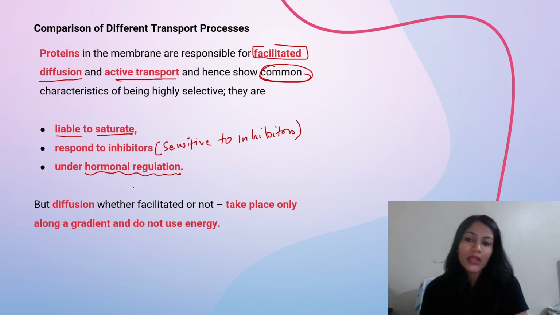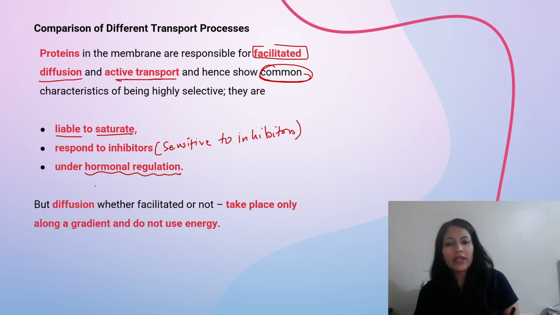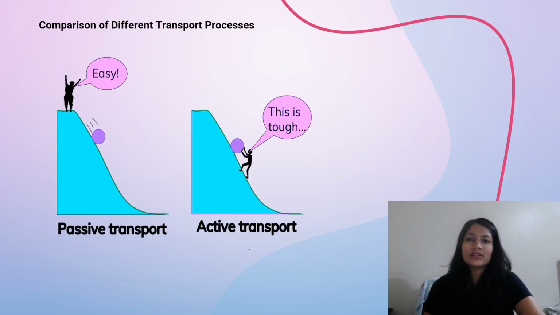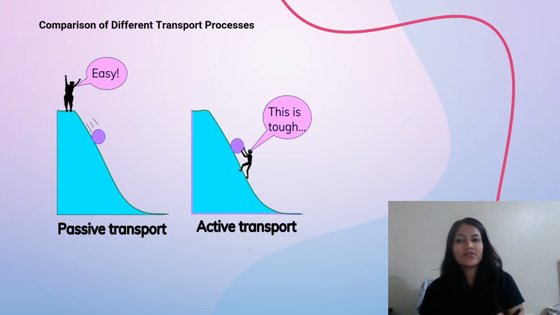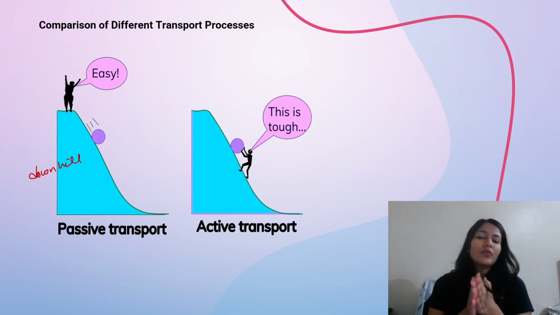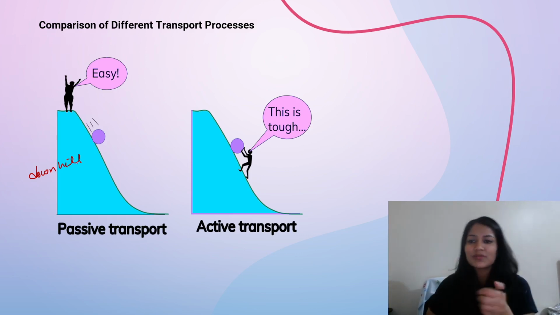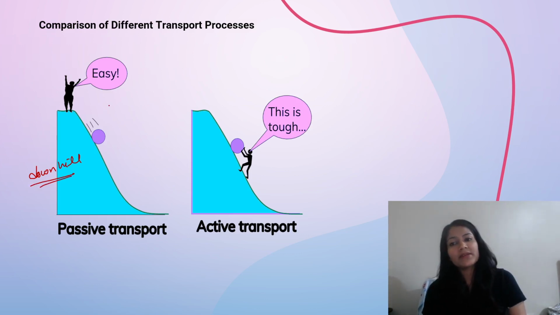Other than this, if we talk about diffusion, whether it is facilitated or simple diffusion, it will take place only along a concentration gradient and does not use energy, which means it is a passive process. Yes. So these are the similarities and dissimilarities. Passive transport, so you can see it's downhill movement. It's such a beautiful image. What a lovely image that explains downhill movement, high concentration to low concentration, along the concentration gradient. So how is downhill movement? It's easy.